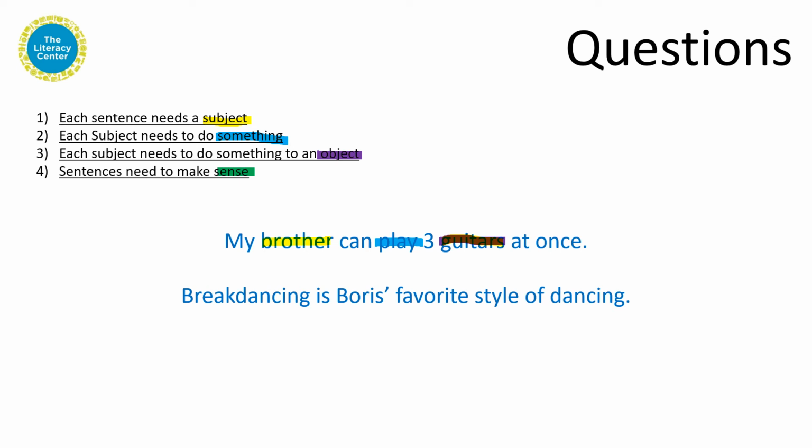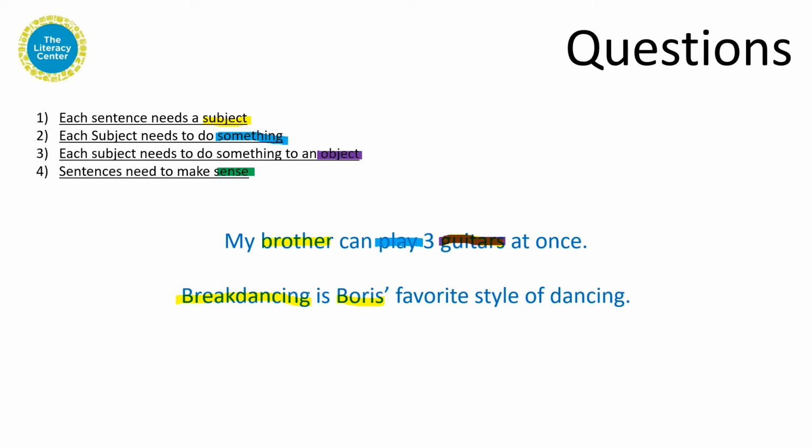Let's have a look at the next sentence. Breakdancing is Boris's favorite style of dancing. Now this isn't a very fair sentence because it's very tricky. I've put this sentence in as an example of how sometimes looking for subjects and what those subjects are doing can be much more difficult than a sentence like Jimmy loves cats. We've got breakdancing. That's a noun because it's a type of dancing like river dance or tap. And then we have Boris, who's also a person, so that's a noun. So 2 nouns, but only one of them is the subject.